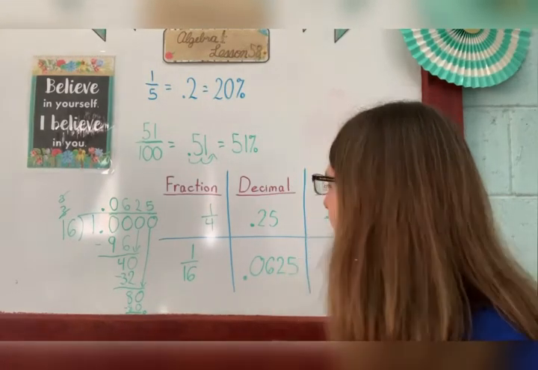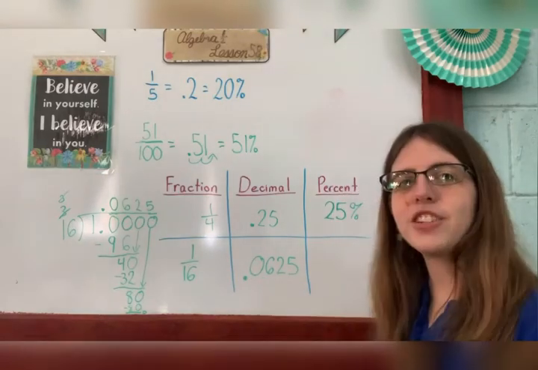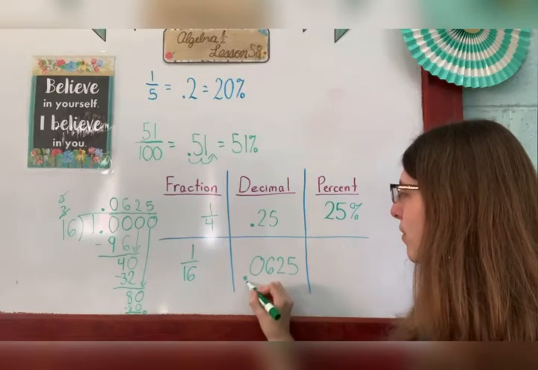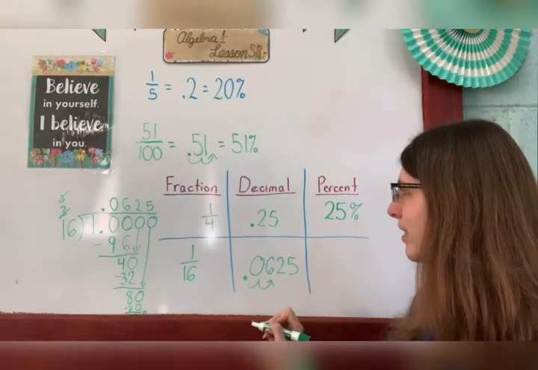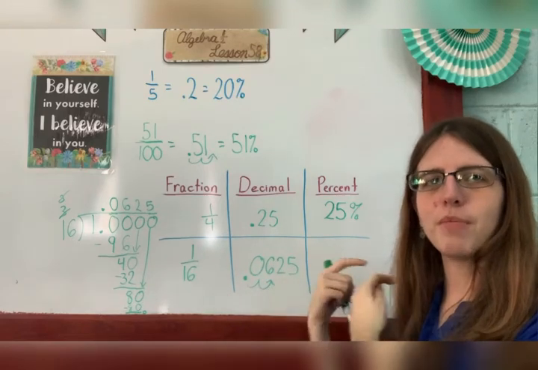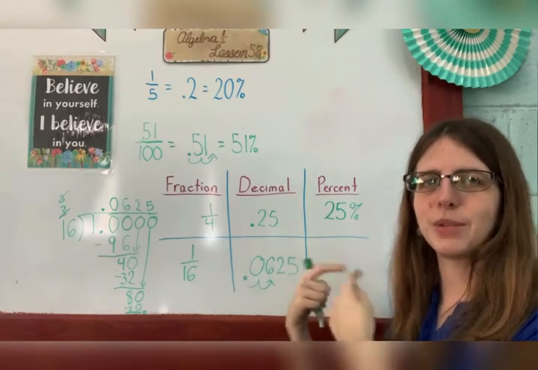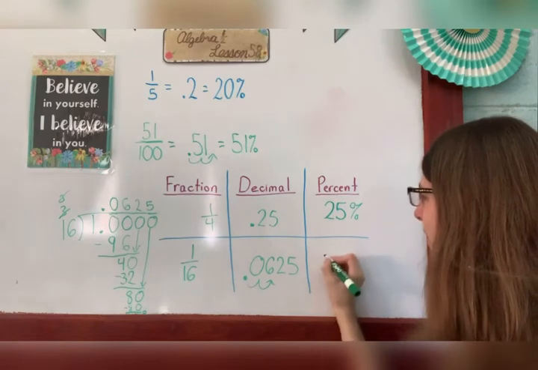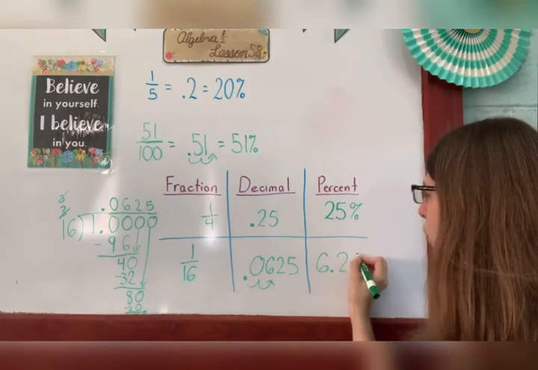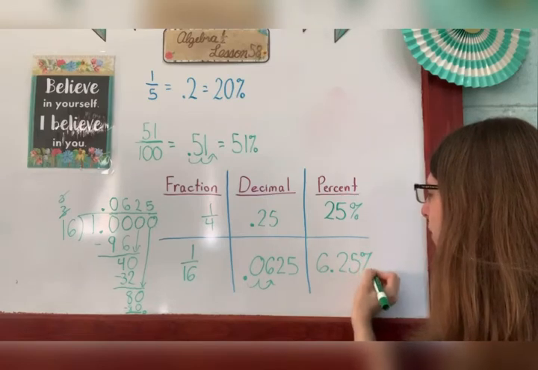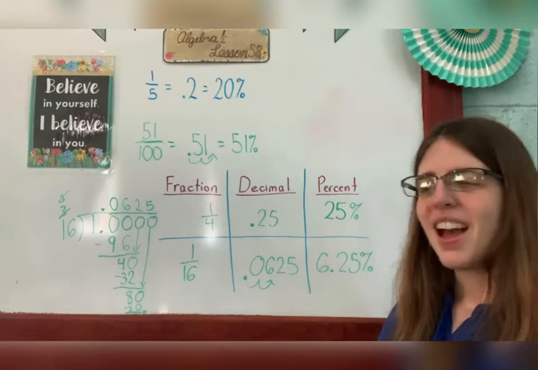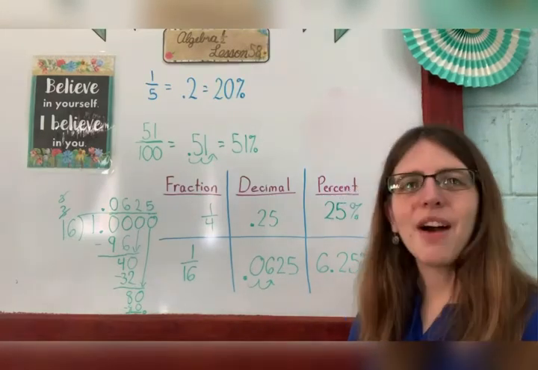0.0625. Now I want to change that decimal so that I have my percent. Well, remember, I move it over 2 places. Since my chart goes this way, I'll use that to help you remember your decimal point. From decimal to percent goes this way. 2 places. So it becomes 6.25%. Okay? All right, go ahead and pause now and do your practice.